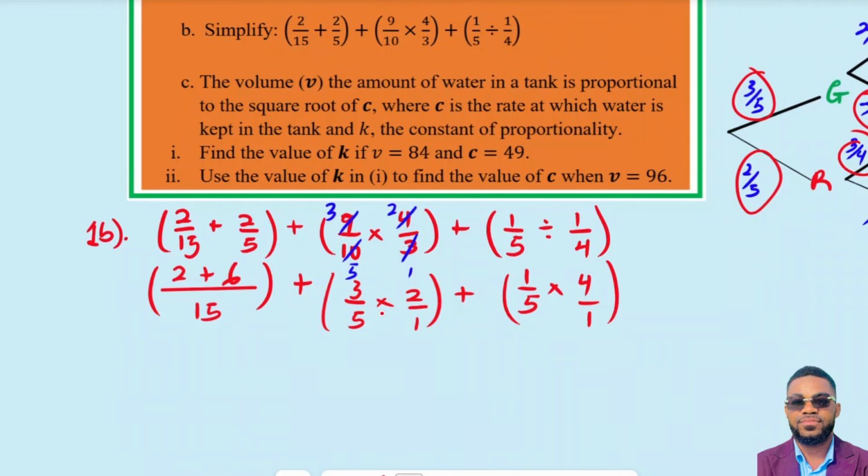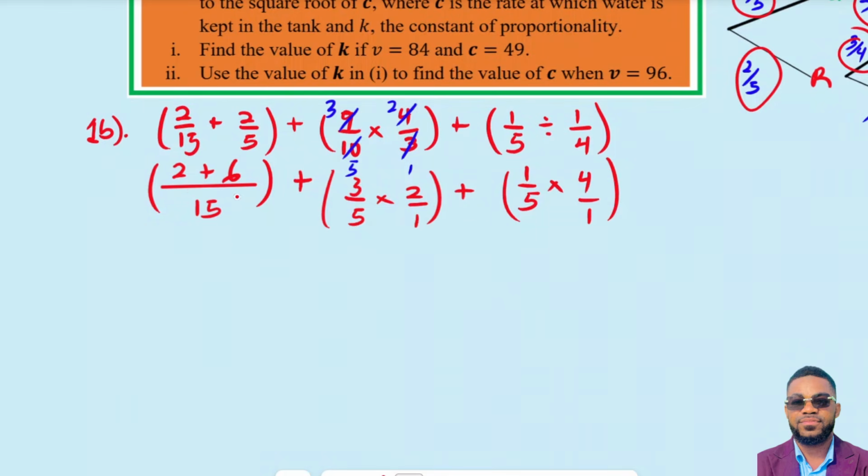So at this point, we can simplify further the content of the brackets. So now 2 plus 6, that's going to be 8. So we have 8 on 15 plus this one, we have 3 times 2, that's going to be 6, 5 times 1 is going to be 5, plus 1 times 4 is going to be 4 and 5 times 1 is going to be 5. So this is what we have. So at this point, we are adding these 3 fractions.